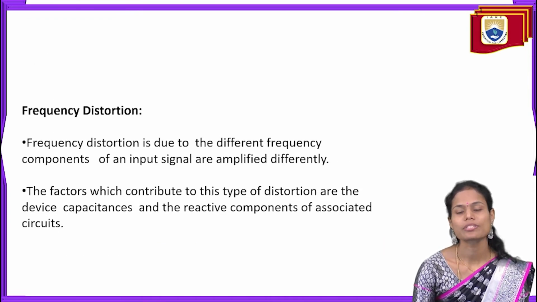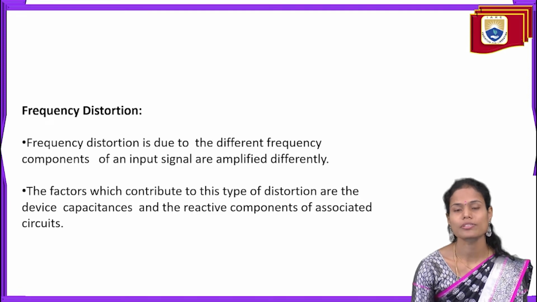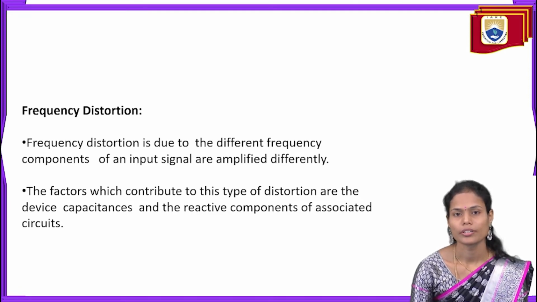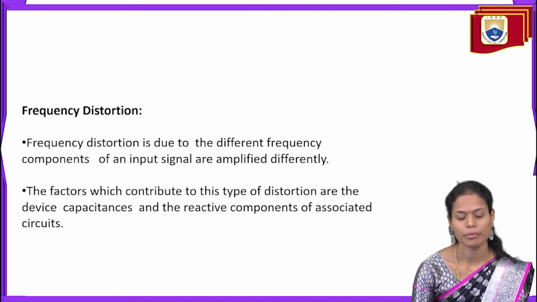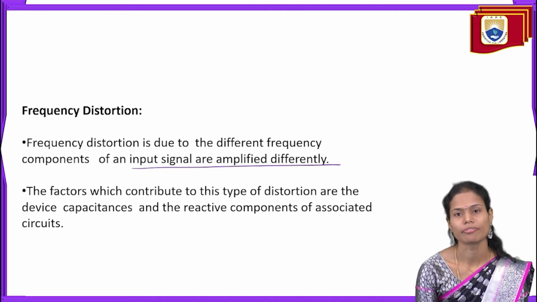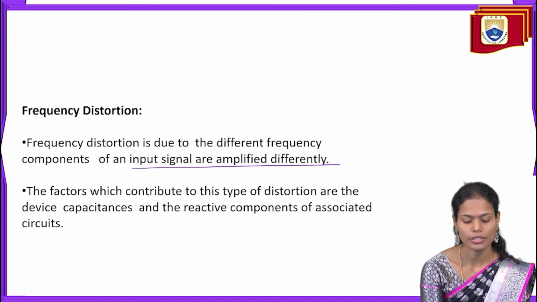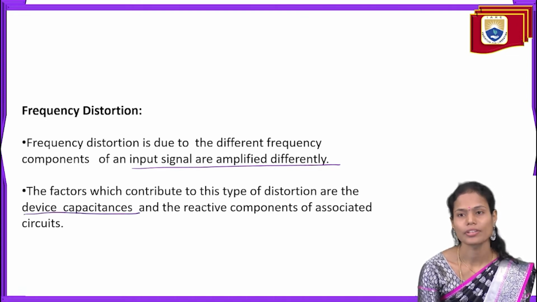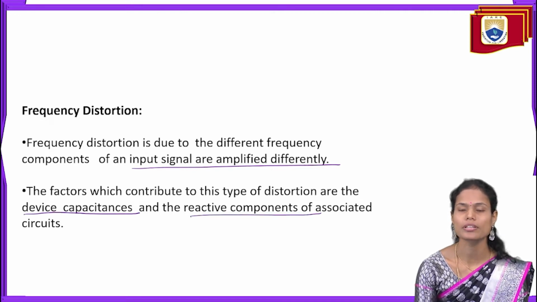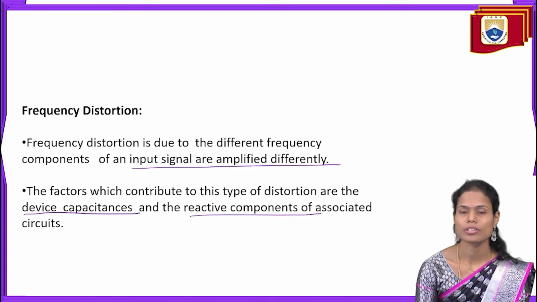And next one is frequency distortion. This frequency distortion occurs when two signals of different frequencies are amplified at a time, so the input signals are amplified differently. The factors which contribute to this type of distortion are the device capacitances and the reactive components associated with the circuits. Because of this reason we are getting the frequency distortion in the amplifiers.